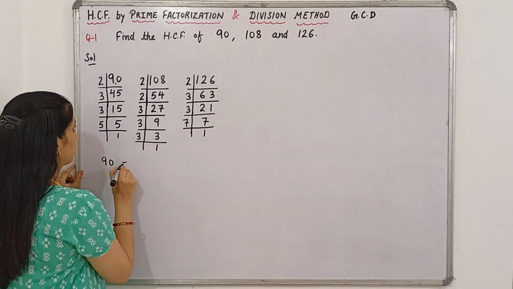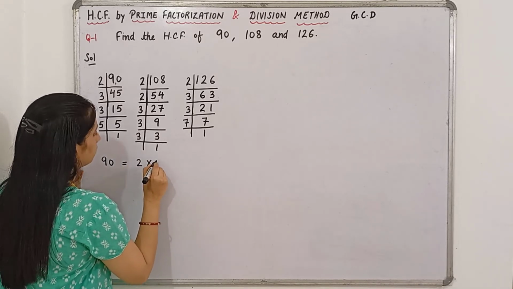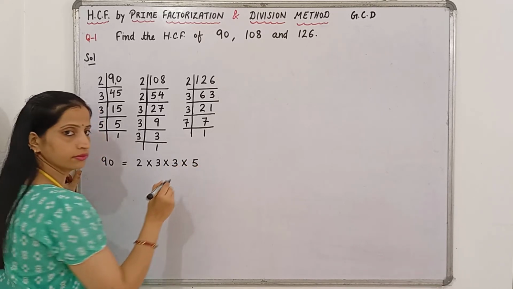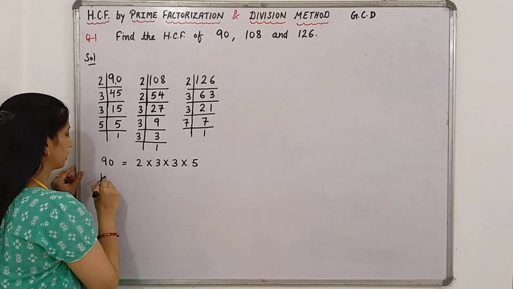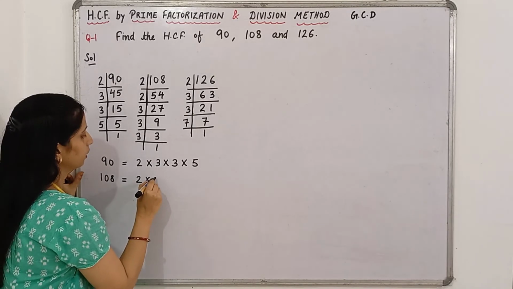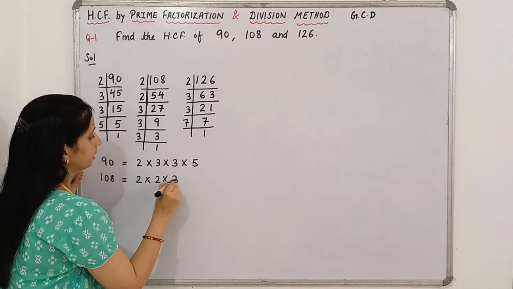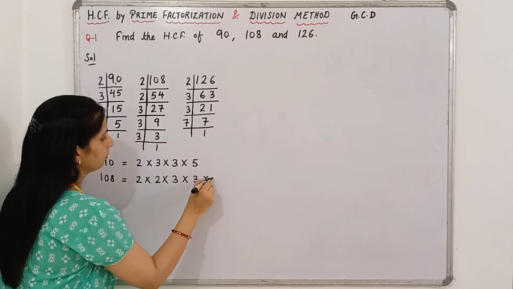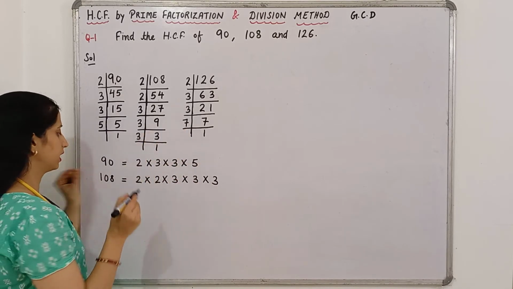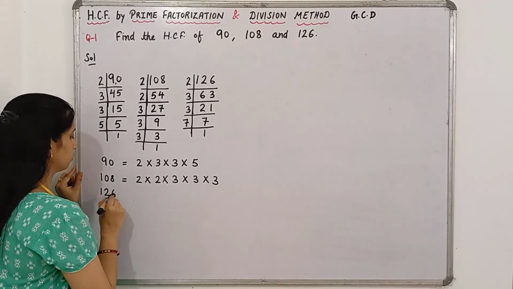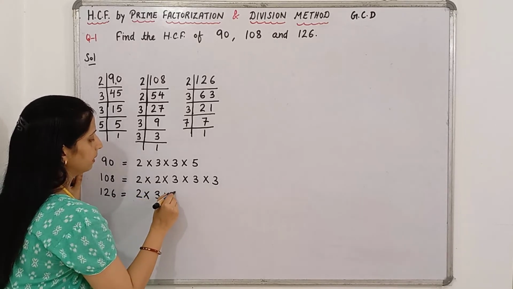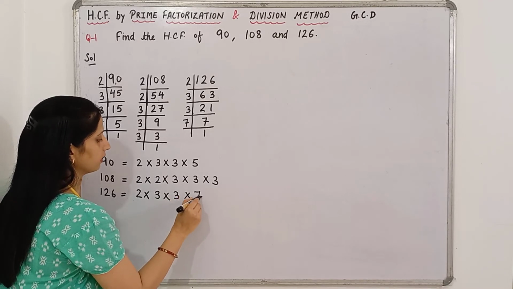90. The prime factors will be 2 multiplied by 3 multiplied by 3 multiplied by 5. Now we will write down the prime factors of 108, and these will be 2 multiplied by 2 multiplied by 3 multiplied by 3 again by 3. Okay, 2 is coming 2 times, 3 is coming 3 times. Now at last the prime factors of 126 will be 2 multiplied by 3 multiplied by 3 multiplied by 7.